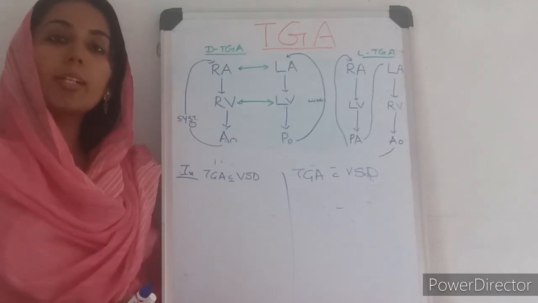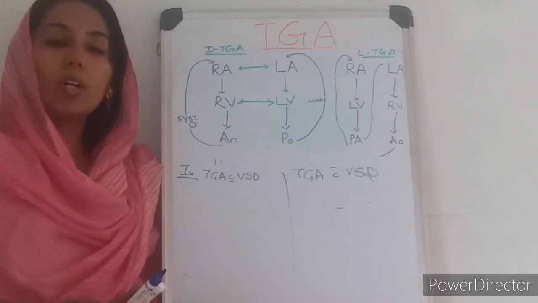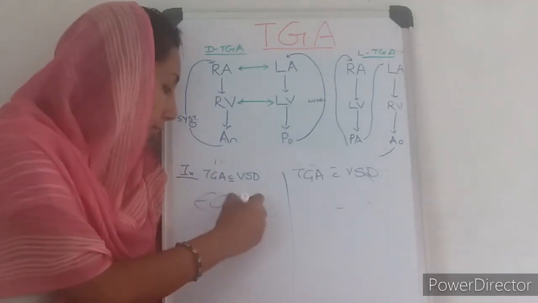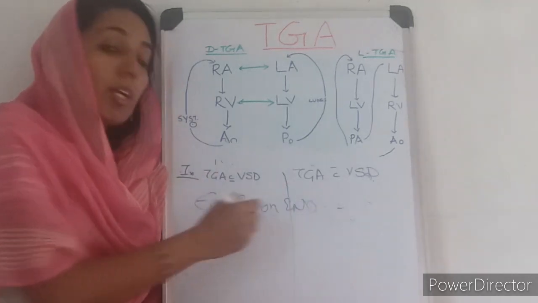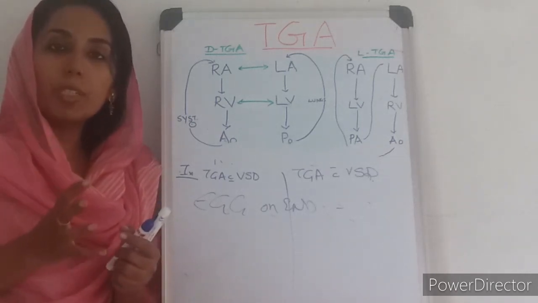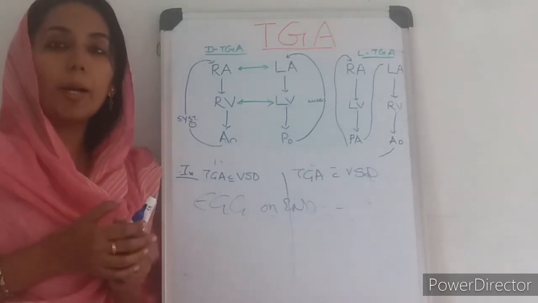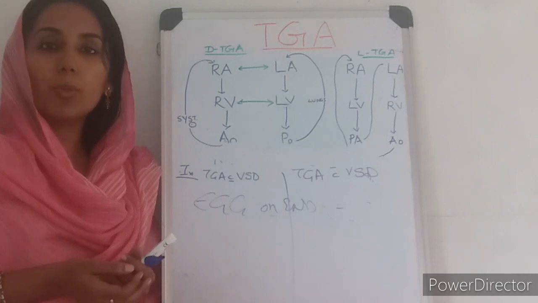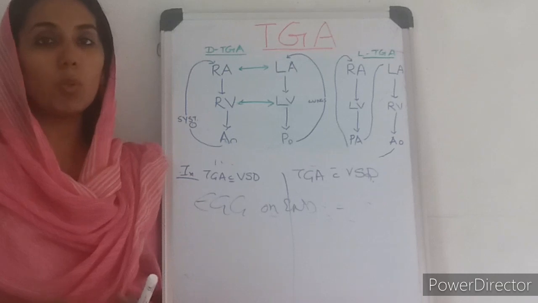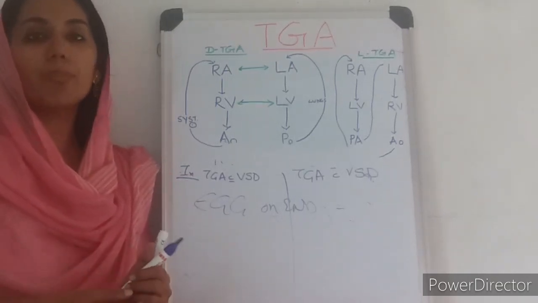Now, coming to the investigations, first we will discuss the case of TGA with intact ventricular septum. ECG, you will get a right axis deviation, you will get a right ventricular hypertrophy. And on the X-ray we will get a typical appearance, that is called egg on a string appearance. Why is it so? Egg on a string appearance is because there is a huge cardiomegaly along with a narrow base. You may get a pulmonary plethora in this case, and typically the thymic shadow is also absent here.